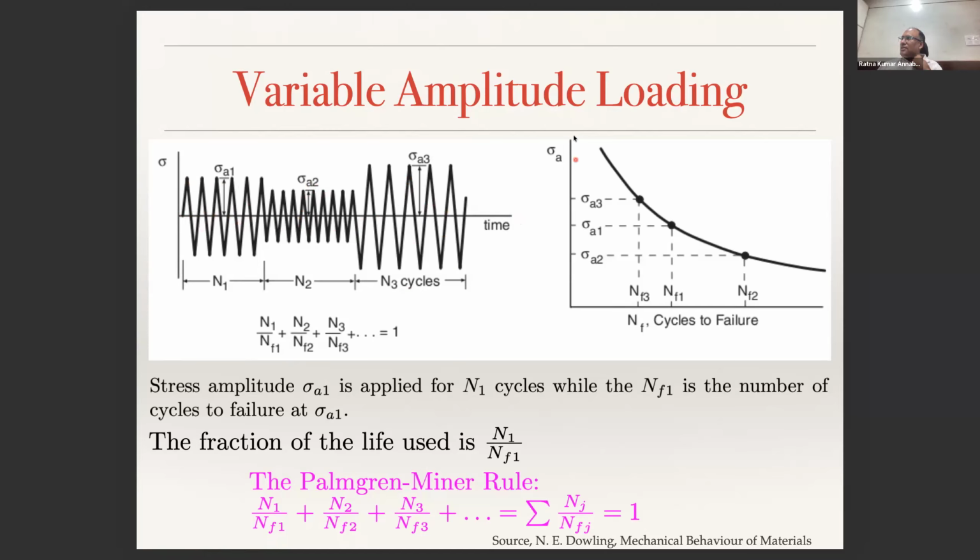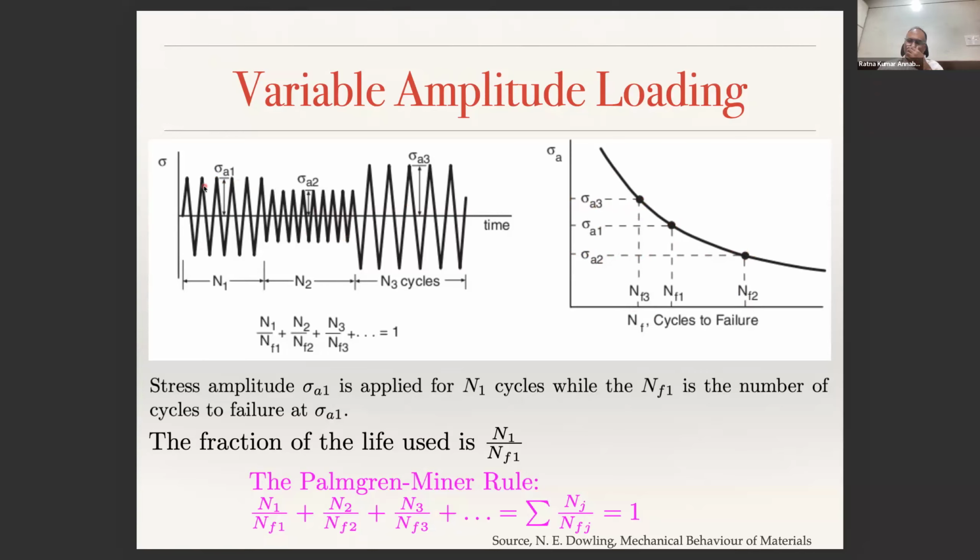The idea is that in the SN diagram, let us say sigma A2 is the smallest stress amplitude. If you are operating at sigma A2, the number of cycles to failure is, let us say, NF2. Similarly, if you are operating at sigma A1, the number of cycles to failure is NF1. If you are operating at sigma A3, the number of cycles to failure is NF3. All of this is coming from the SN diagram.